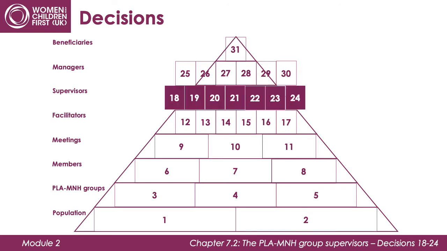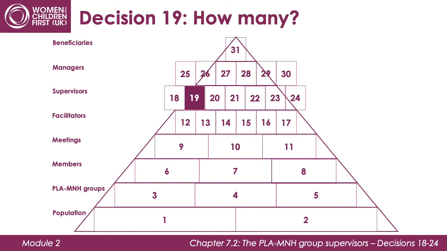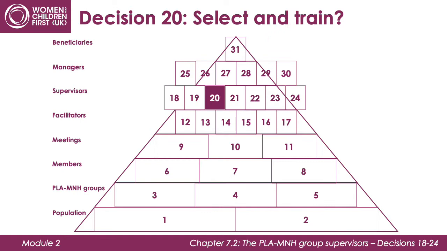In this chapter, we will consider the supervisors in the PLA-MNH group program. To plan this component, 7 key decisions need to be made. Decision 18, who will be the PLA-MNH group supervisors? Decision 19, how many PLA-MNH group supervisors will be selected? Decision 20, how will the PLA-MNH group supervisors be selected and trained?